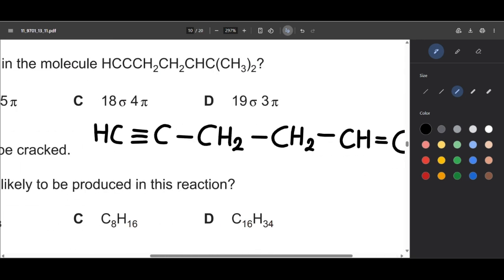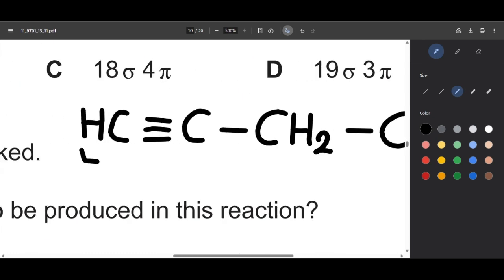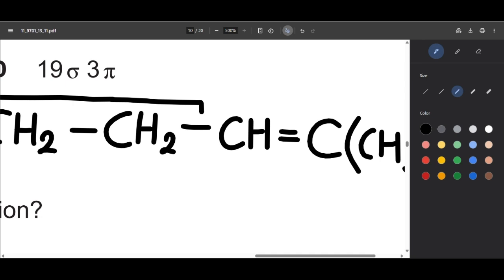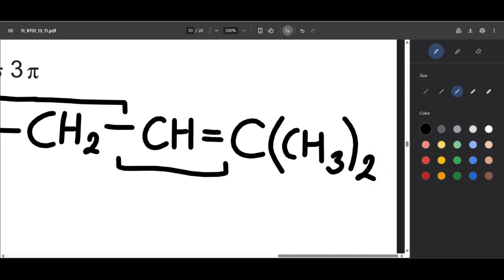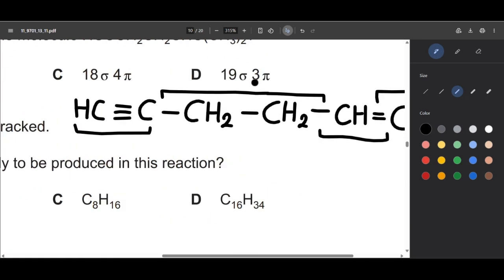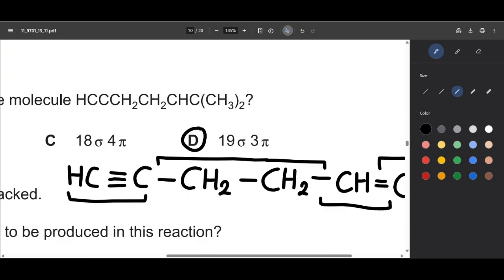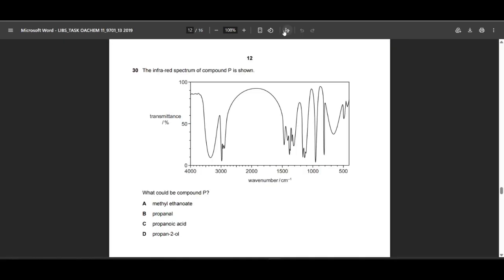Okay, so in here there are two sigma bonds and two pi bonds, and in here there are 6 sigma bonds, and in here there are 2 sigma bonds and one pi bond, and in here there are 9 sigma bonds. So the answer is 19 sigma bonds and 3 pi bonds. We move to the next question.